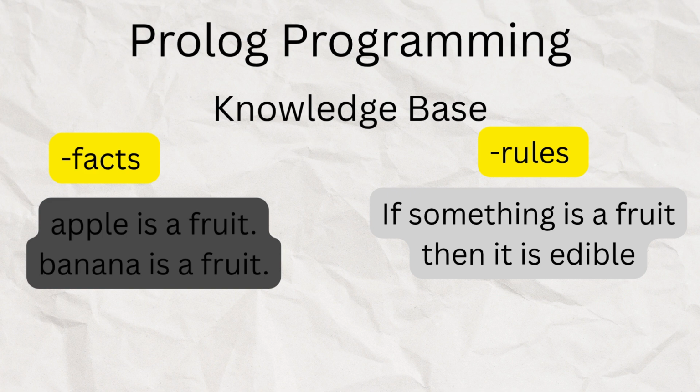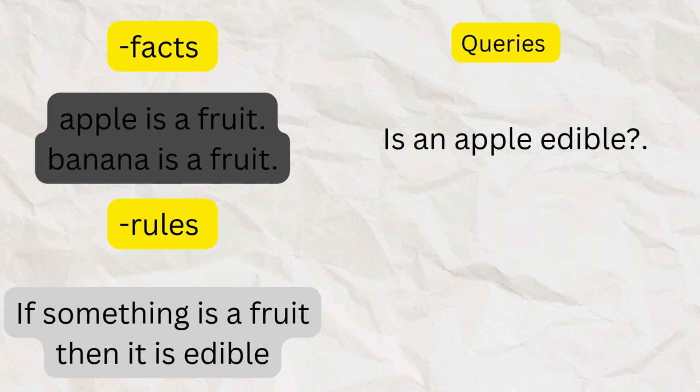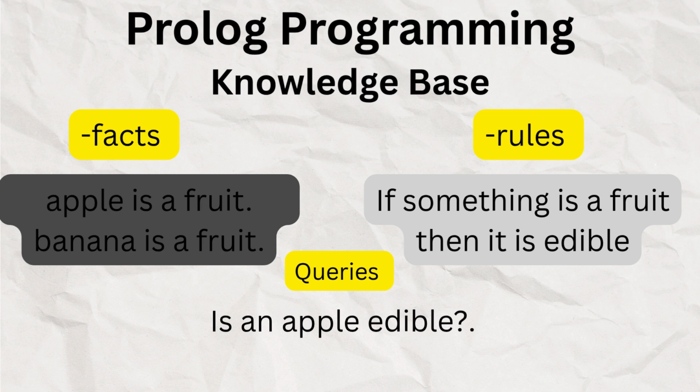Now, based on these facts and rules, we can make queries to this knowledge base. For instance, we might ask, is an apple edible? The system will check, is there a fact that says apple is a fruit? Yes. Is there a rule that says all fruits are edible? Yes. So the answer will be true. Apple is edible. So that's a simple overview of how Prolog uses logic.